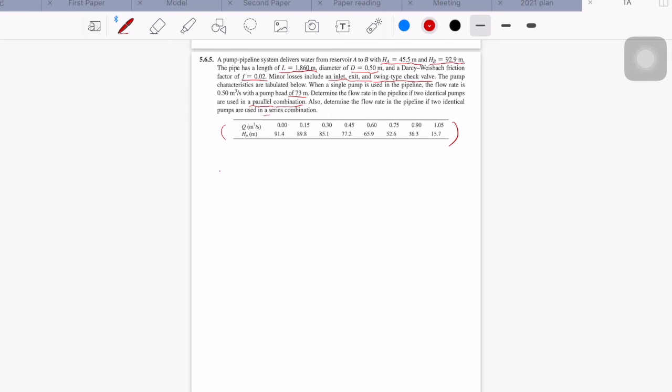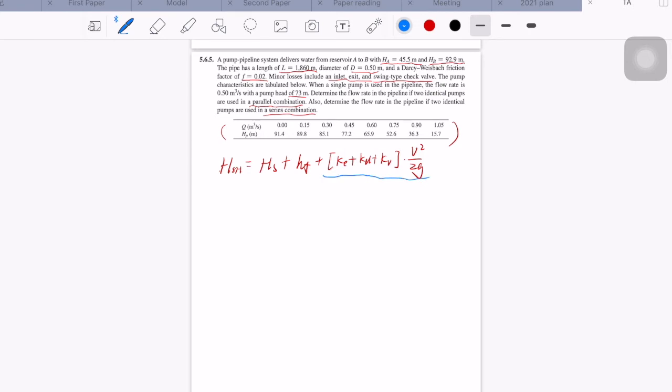a series combination. And for this problem, since we need to consider minor losses, the system head H sub SH equals the HS plus the HF, the friction loss, plus the minor losses. So (KE plus KD plus KV) times V squared over 2G. This is the minor losses.